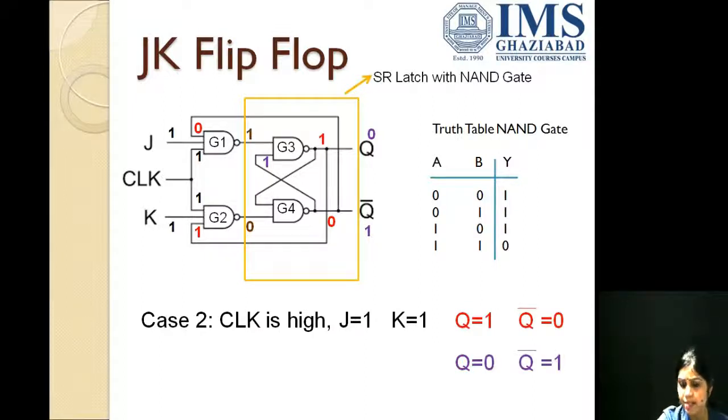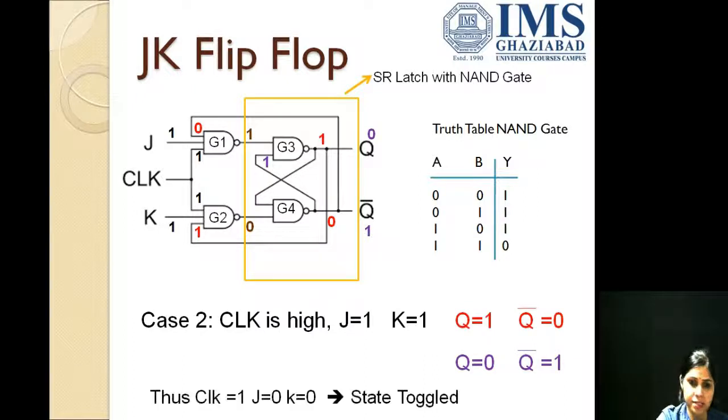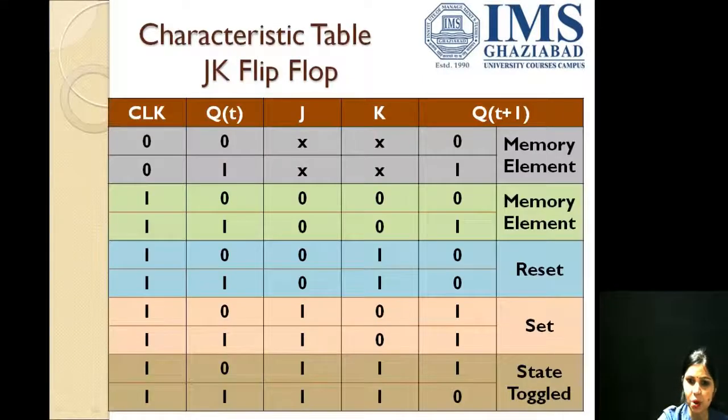Now here we can see again that the toggling has occurred. Q is 1 for the previous state, and for the current state Q is 0. So we can conclude that when clock is 1, J is 1 and K is 1, the state is toggled.